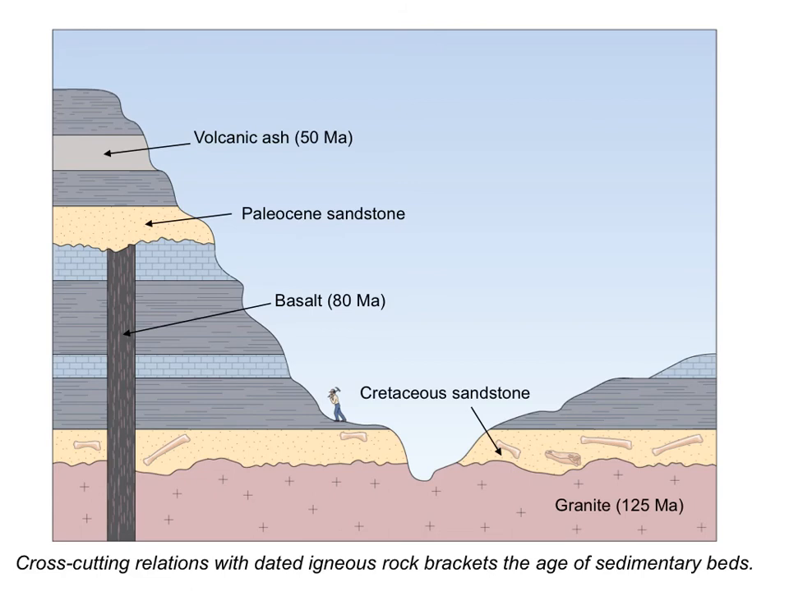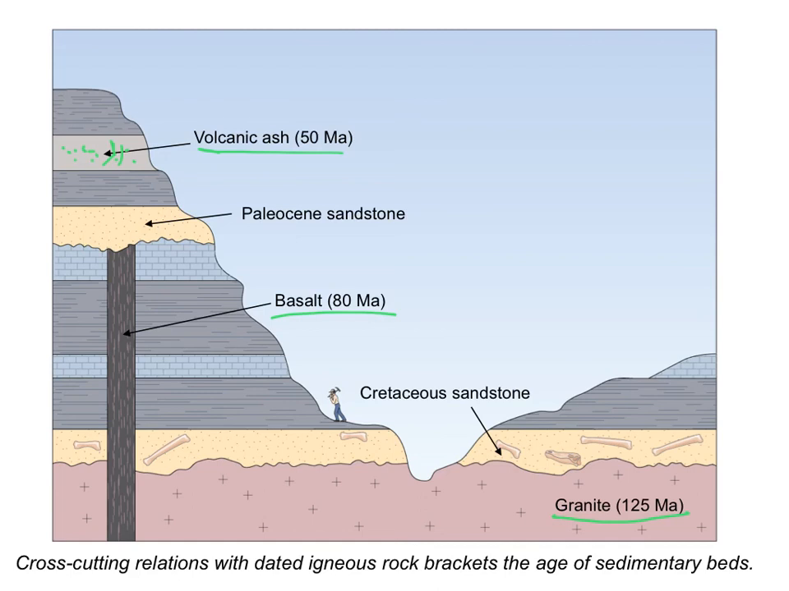One thing that's really cool about radioactive dating is that you can put a numerical timestamp on igneous and metamorphic rocks. So in this picture, we have a granite at the bottom, which someone has used radioactive isotopes to date, and it yielded an age of 125 million years old. We know that this basalt, because it's also an igneous rock, is 80 million years old. And in this case, we've also dated this volcanic ash flow to 50 million years old. So we know something about the igneous rocks in this case. We can put absolute ages on those.